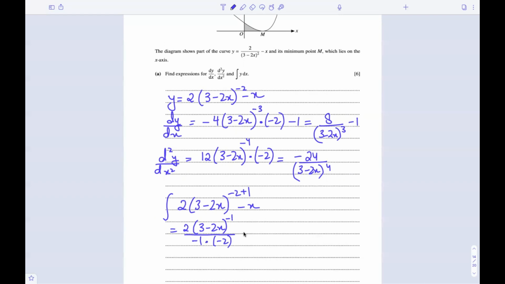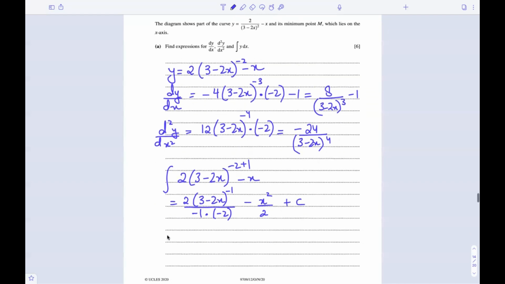Integrating minus x, we get minus x squared upon 2, and we always put a plus c if we have no limits. So the negative signs will cancel out, the 2 will cancel with the 2. We can write the final answer as: the integral of the function y is 1 over (3 minus 2x), minus x squared upon 2, plus c.